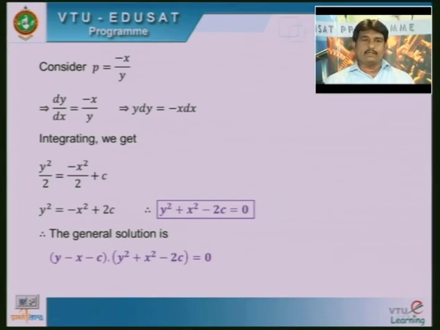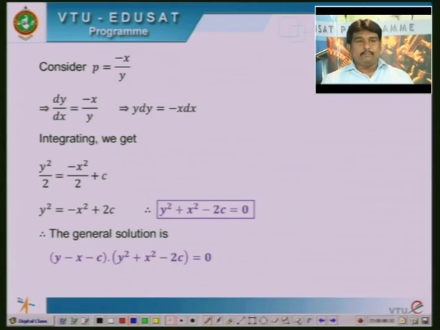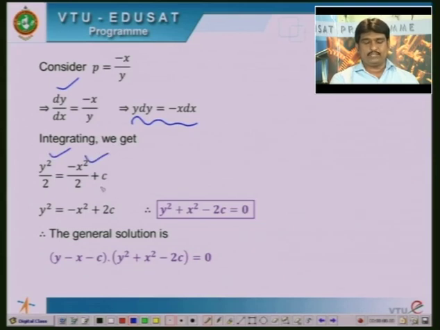Consider the second factor, which is p equals minus x by y. p stands for dy by dx, so dy by dx is minus x by y. You separate the variables: y dy equals minus x dx. It is in variable separable form. Now integrate it to get the solution. y square by 2 equals minus x square by 2 plus constant of integration, which is nothing but y square plus x square minus 2c equals 0. This is a general solution.